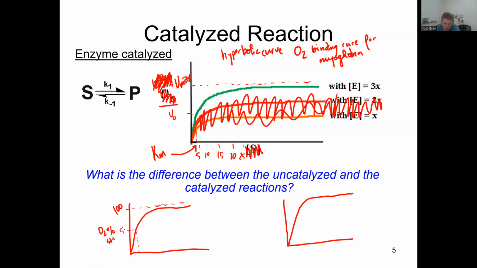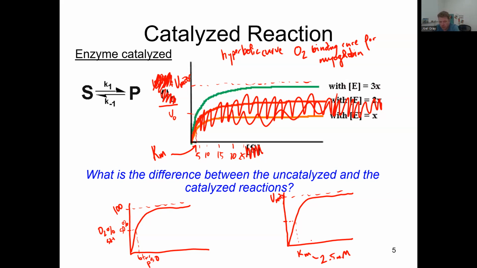We have a 50% saturated, and this would be, let's say, 6 torr. Well, when we talk about an enzyme catalyzed reaction, we have the Vmax. Then we also have what's half of Vmax. That is our Km, which let's say is 2.5 millimolar. And I just made that number up.